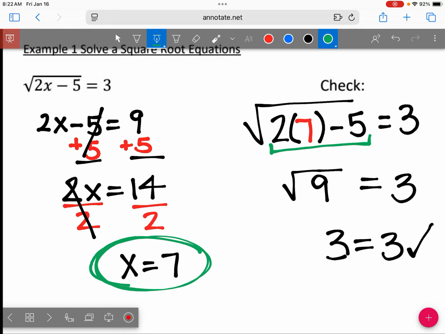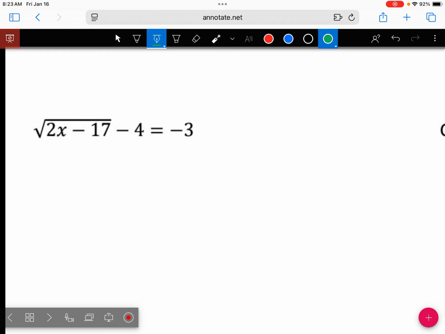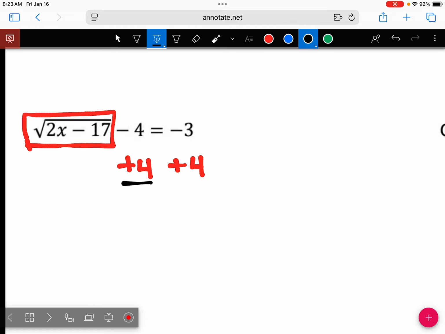All right, just a few more for today, and then we'll start our homework. Let's look at our next one. Now, this one is a little different. And it's a little different because, remember, the first step is to isolate. Right now, this box is not by itself. There's an imposter. We have to get rid of the imposter. What is the opposite of subtracting 4? So we have to do that first. We add the 4 because we need that box to be by itself.